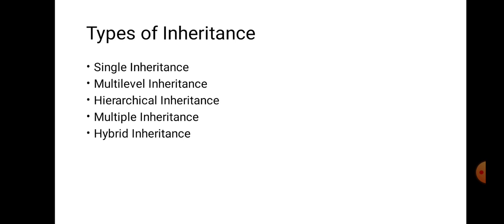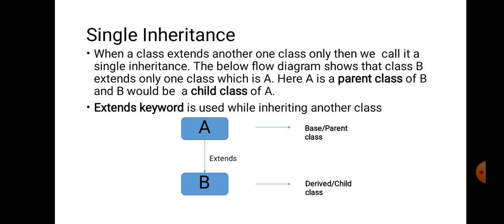Let us first see what single inheritance is. When a class extends only one other class, we call it single inheritance. Consider an example. In that example, there is a class A and a class B, and class B is inheriting the features of class A. If there is only a single base class and only a single derived class, where the derived class takes some features from the base class, we call this concept single inheritance. That is, there is only a single base class and a single derived class. This concept is called single inheritance.